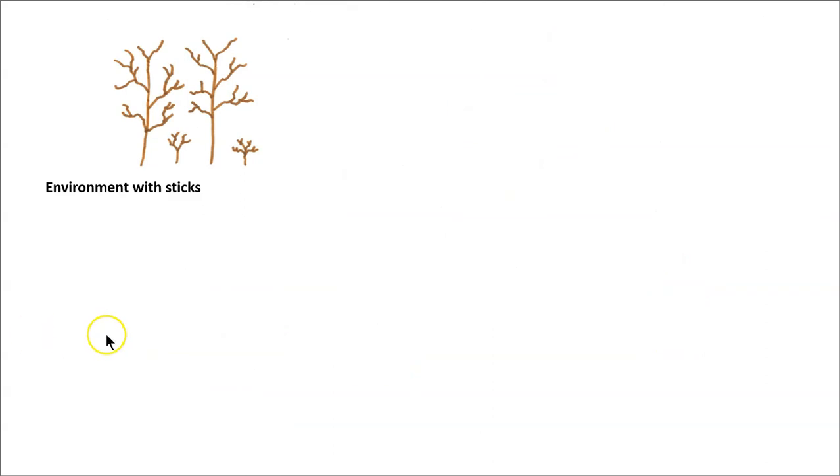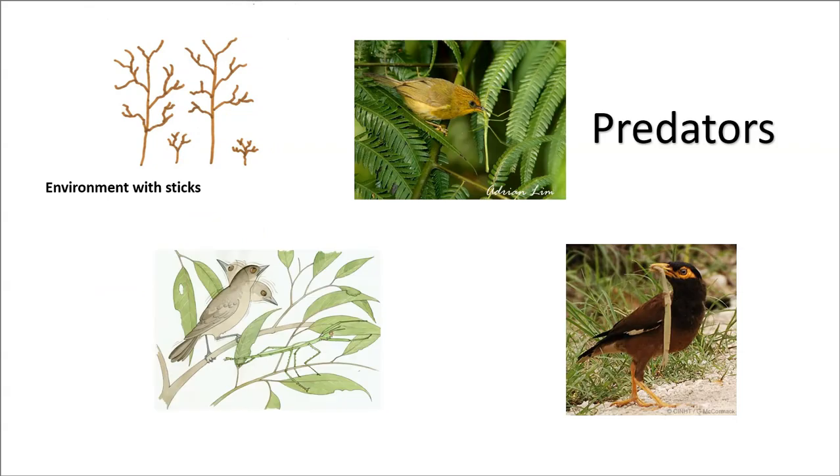Well, the first thing to consider then is the environment in which this process would have occurred. And of course, we'll say the environment had lots of sticks. Of course, the environment then also has predators. And a variety of animals might eat stick insects. We'll just focus on the birds here, for example.